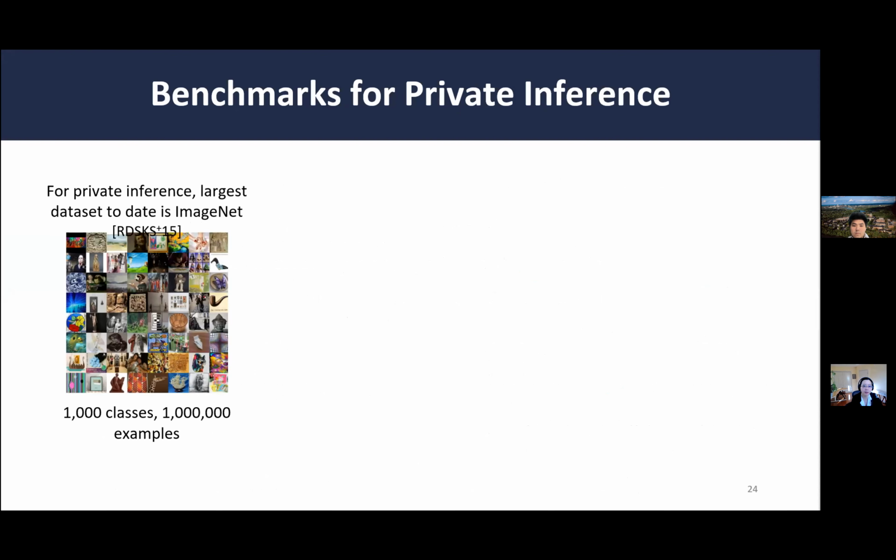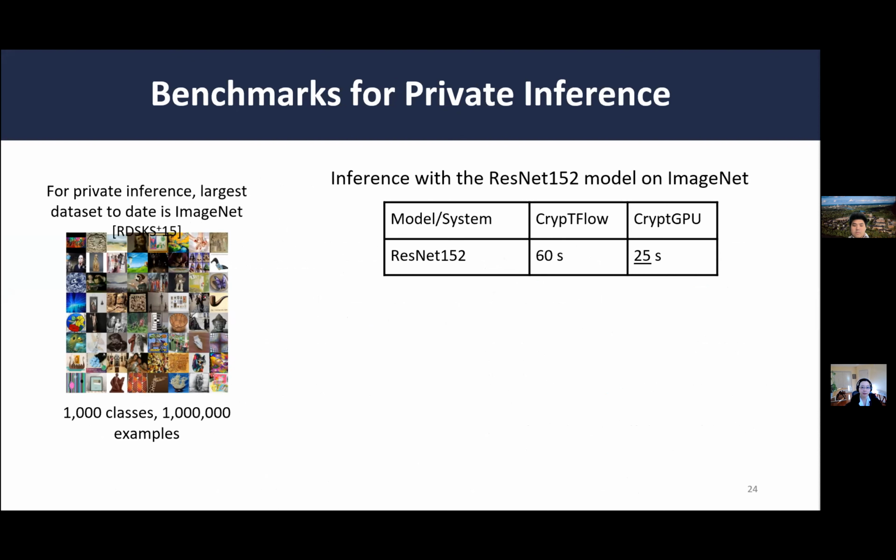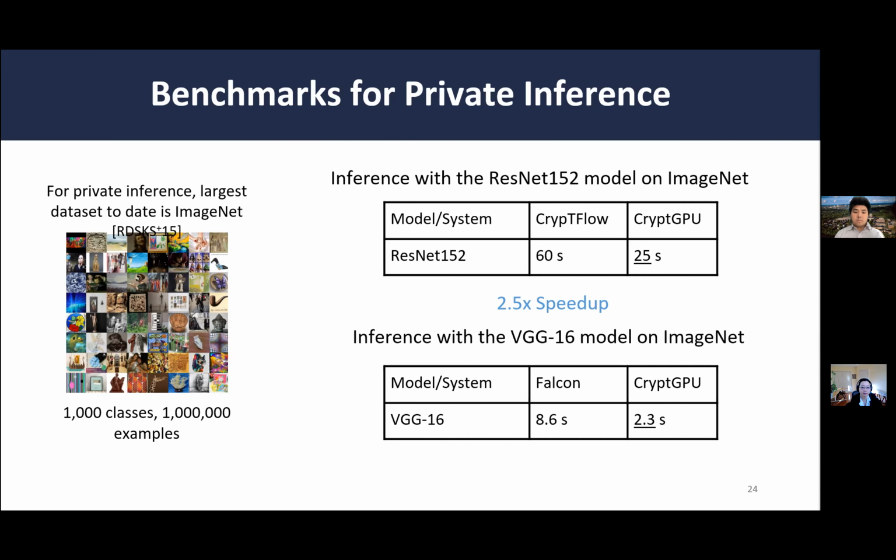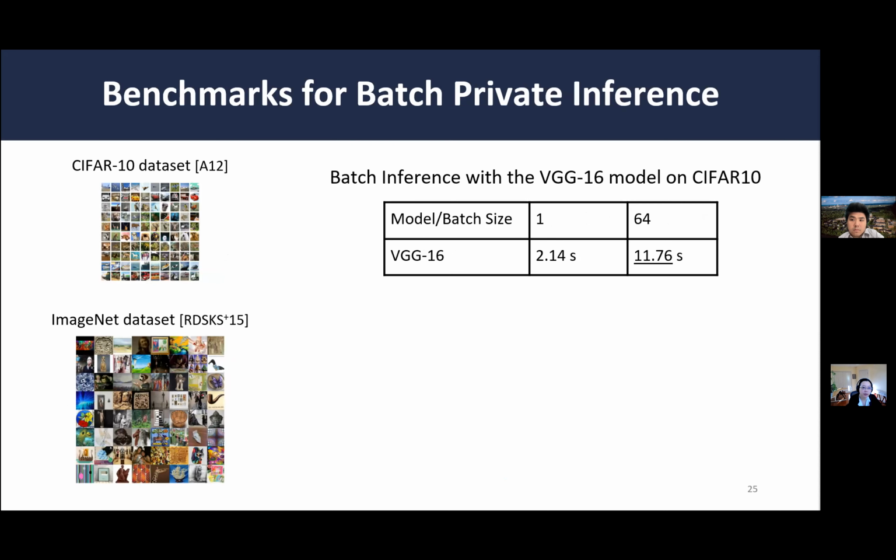First, let's look into our benchmarks for private inference. You can tell that we can support the ResNet-152 model on ImageNet, and compared to the state-of-the-art CryptoFlow, which was published in ASPLOS 2020, we need around 25 seconds. So it's a 2.5x speedup. And for inference on VGG16 models on ImageNet, we only need 2.3 seconds, which is a 3.7 times speedup. And if we do batch inference, the performance will be even much better.